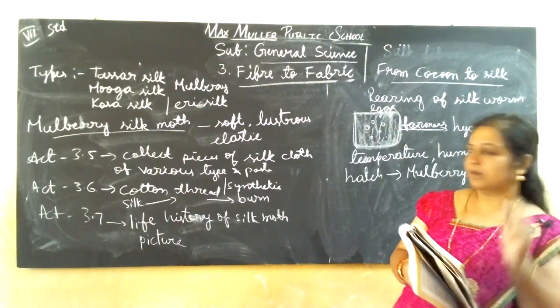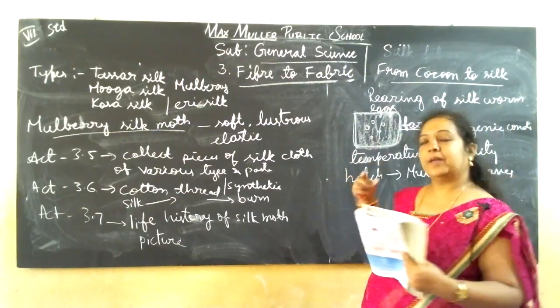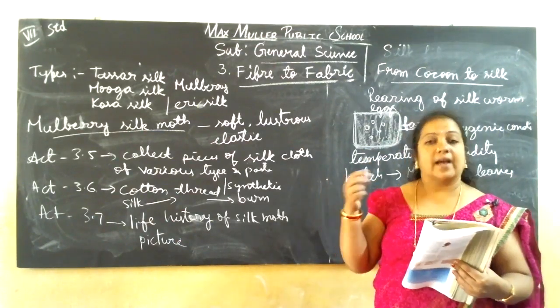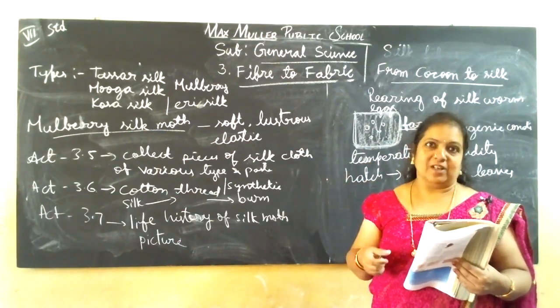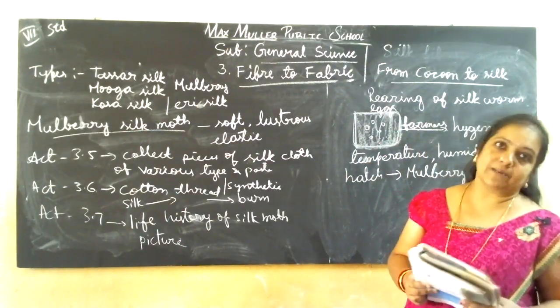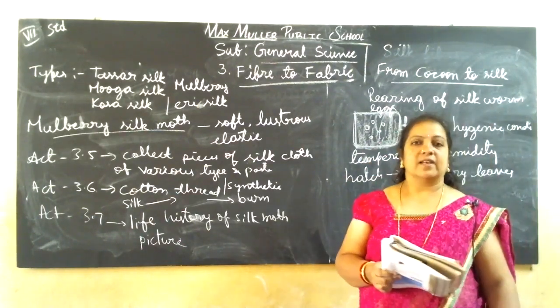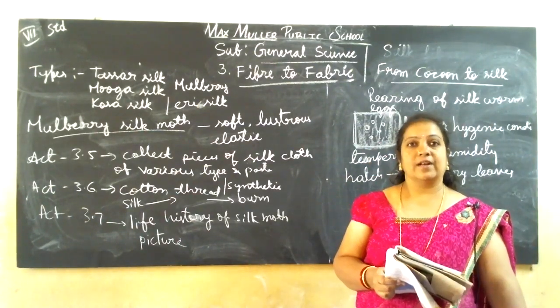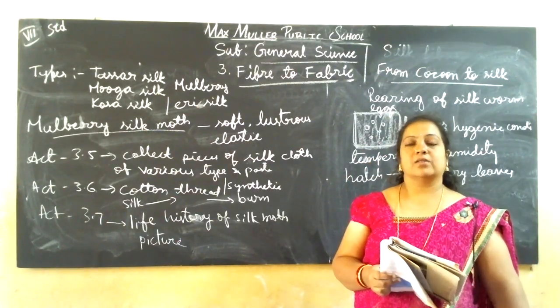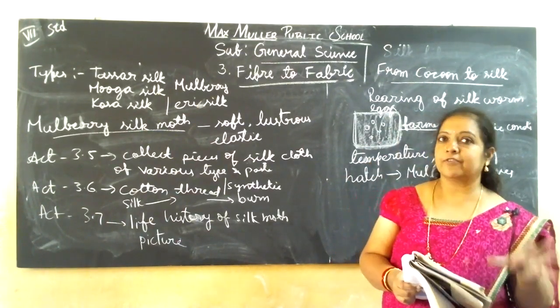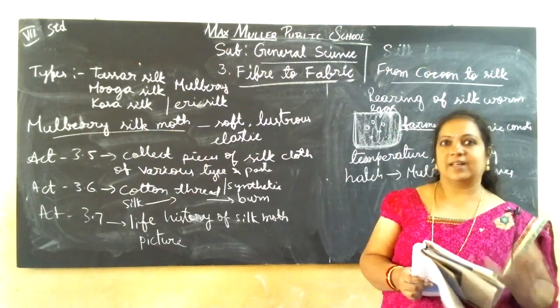Okay, the small worms after hatching out, immediately they will start eating. They have to grow, meaning they should eat. So for eating purpose, they need mulberry leaves. And every day they want fresh ones. Okay, so every day they are fed with fresh and chopped mulberry leaves.